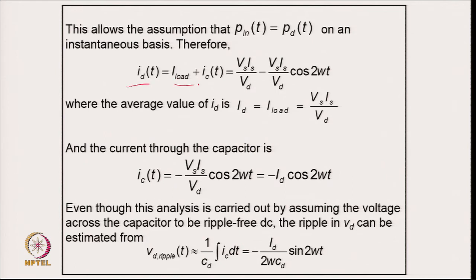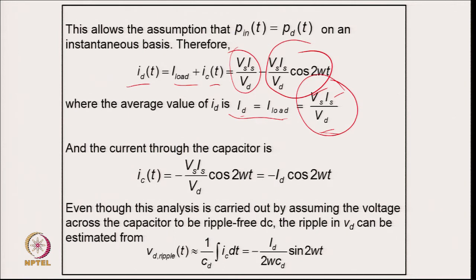Now this diode current can again be written as the load current plus the capacitor current. The capacitor is supposed to take all the ripple, and the lowest frequency ripple will be the second harmonic. That is the capacitor ripple current absorbed by the capacitor, and the rest is equivalent to the load current, because that is the average or DC current. ID average will be equal to I load, and it will be VS IS divided by VD. This is from power invariance: at unity power factor, the input power VS IS, with RMS voltage and RMS current of the input, equals VD into ID, the output power. From this we get the output average current, which will be equal to the load current.